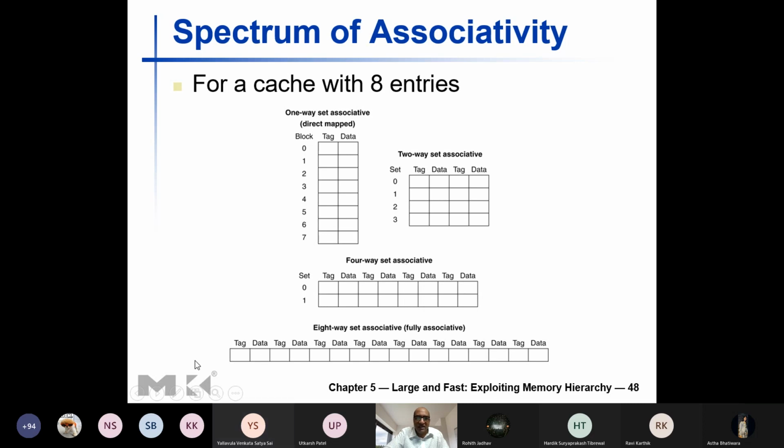And there is eight-way set associative, or fully associative, because there are only 8 blocks it can accommodate. So at the other extreme, fully associative, or eight-way set associative, contains only one set, and it contains all the blocks. That means the block can be placed anywhere. So this is one way to look at how the cache is organized with respect to various associativities.